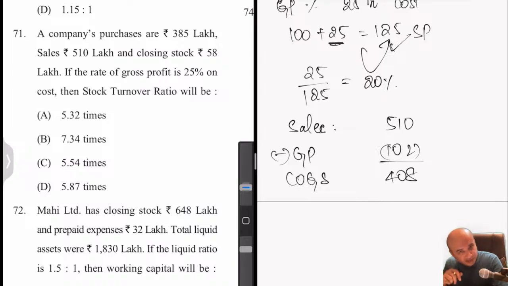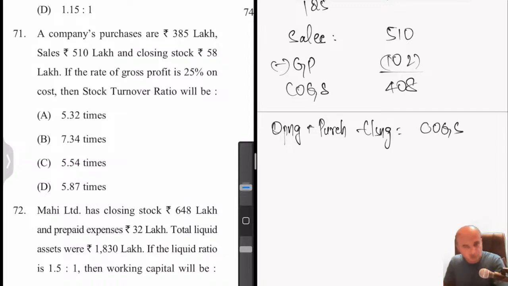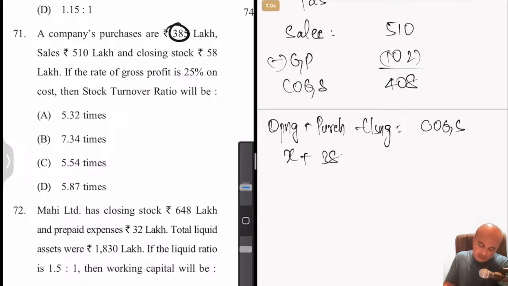There is one more thing we can do. Opening stock is not given, but closing stock is given, purchase is given. We can easily identify opening stock now. Opening plus purchases minus closing is also nothing but cost of goods sold. We do not know the opening stock, we'll consider that as X. Purchases given 385 lakhs. 385 minus closing 58 equals cost of goods sold 408. Everything is here. Now just rearrange the equation, you will get the values.